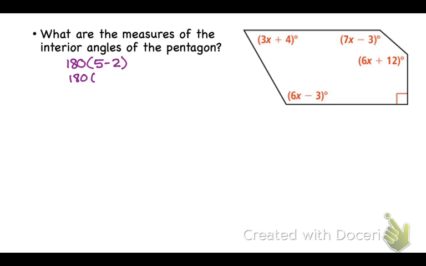So 180 times 3. 3 times 0 is 0. 3 times 8 is 24. Carry a 2. 3 times 1 is 3, plus 2 is 5. So we know all those angles add up to how many degrees? 540. So now we make an equation like we did on the last one, right?